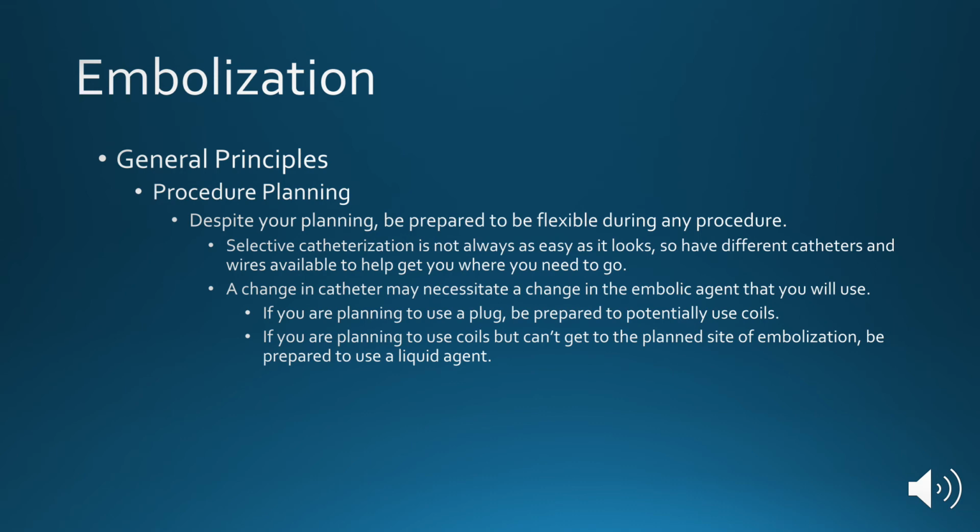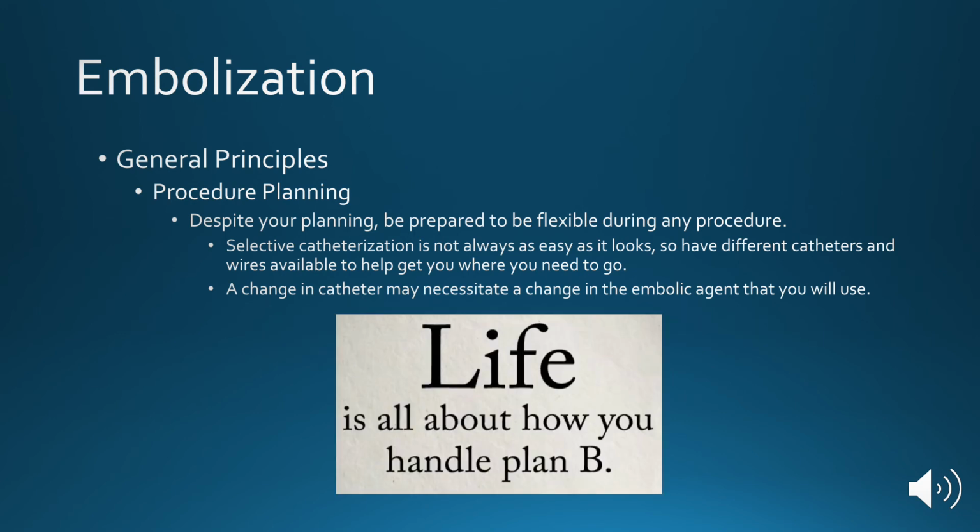In addition, if you do end up changing your catheter, that may necessitate a change in the embolic agent that you're able to use. For example, if you're planning to use a plug that requires a large delivery catheter, but you can't get the catheter there, you have to be prepared to potentially use coils through a smaller catheter. And if you're planning to only use coils for a procedure, but can't get all the way to the planned site of embolization, be prepared to use something like a liquid, which may help accomplish your clinical goal. So in other words, life is all about how you handle Plan B.